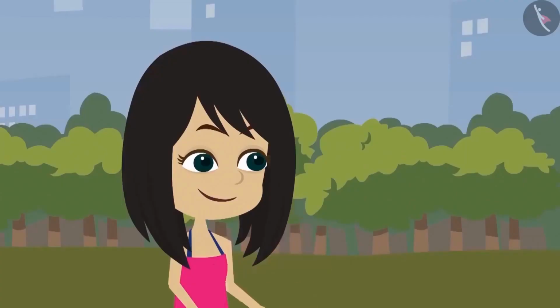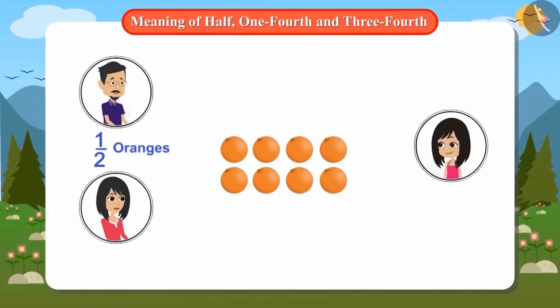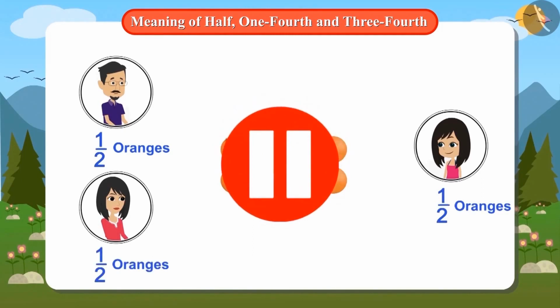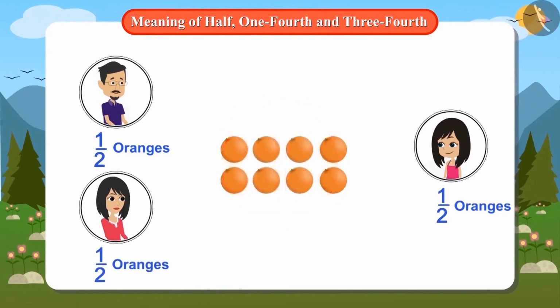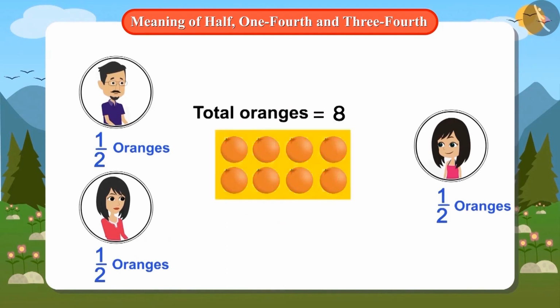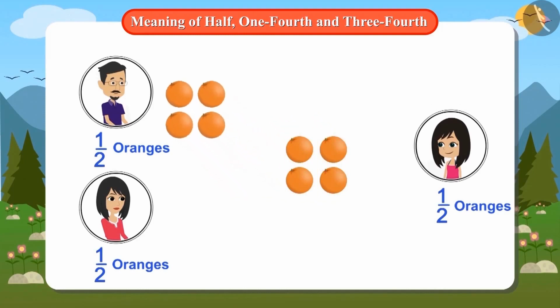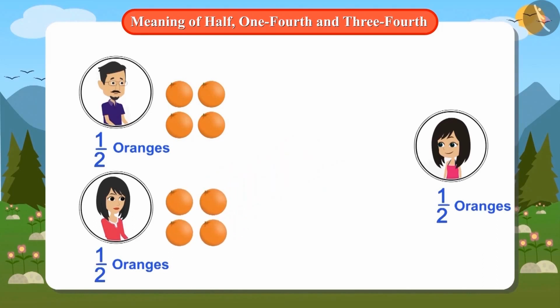She tells mother that she will give half of the oranges to father, keep half the oranges for herself and give half of the oranges to her mother. Stop this video and think if the oranges can be divided in half by 3 people. We have a total of 8 oranges. 4 oranges is half of 8 oranges. Let's give 4 oranges to Papa and 4 oranges to Mummy. But hey, what's this? There are no oranges left for Neha.